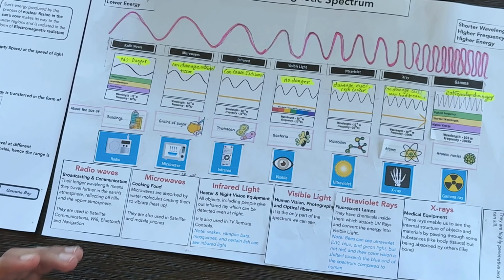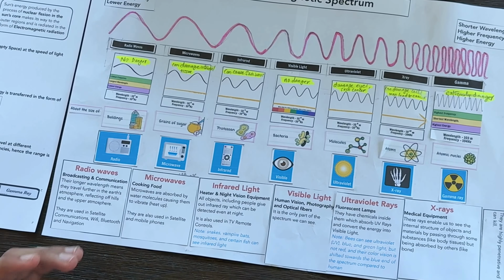The next part is visible light. Visible light doesn't have any danger. Typically, it would have danger, but because of the ozone layer in our atmosphere, it's able to filter out that danger. If we didn't have the ozone layer, it would damage the DNA in our cells. However, because the ozone layer is there, it's not damaging us, it's filtering it out. It's the only part of the spectrum that we can actually see.